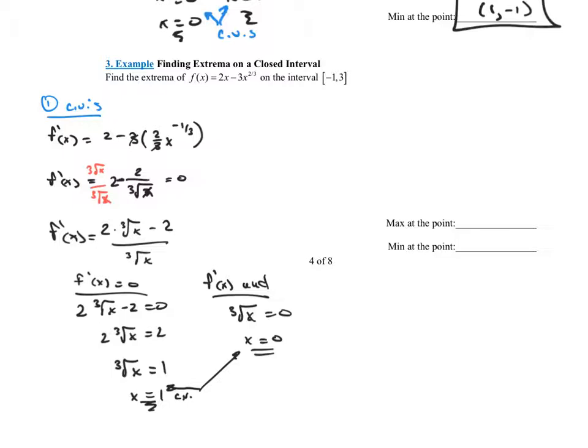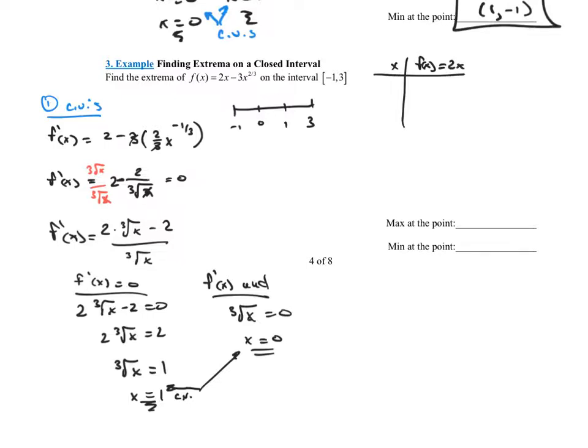Okay? So let's think about that interval. Here's the interval from -1 to 3, and let's consider our critical values. We just got critical values of 0 and 1. So we know the maximum must exist, and it must be at one of those 4 points. We also know the minimum must exist, and it must be at one of those 4 points. So how do we find out? We'll plug those 4 points into the original function.